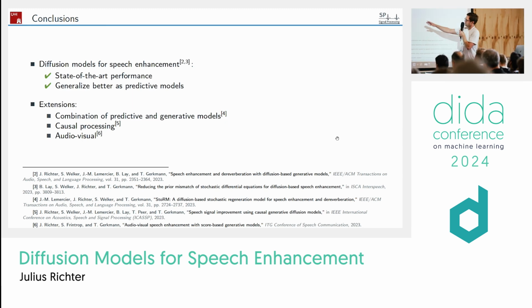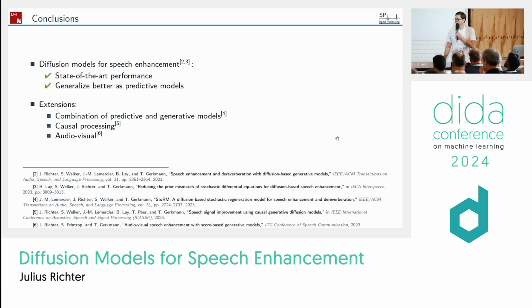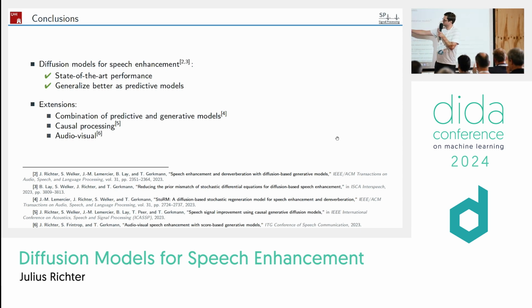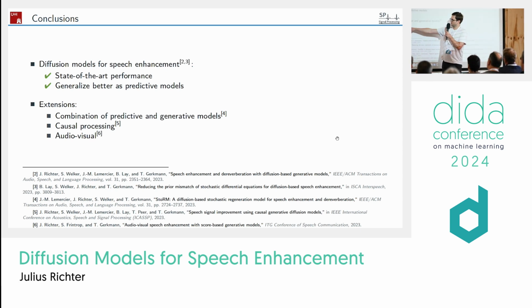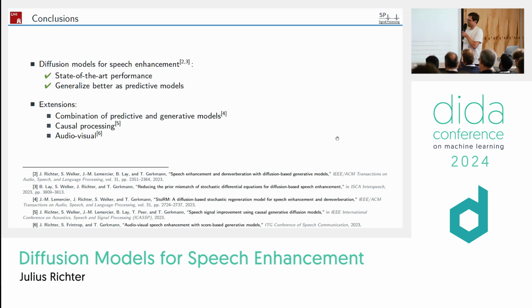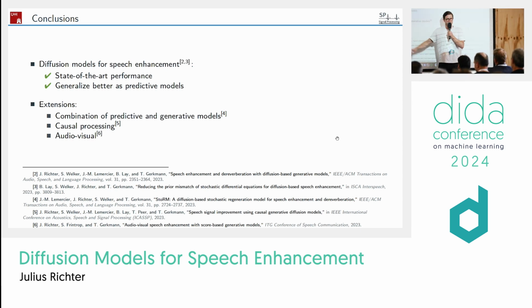So we developed diffusion models for speech enhancement, and we can show state-of-the-art performance in generative speech enhancement methods. And we show that we generalize better than predictive methods. And then we have worked on extensions. So we proposed some combination of predictive and generative models, which I personally think is the future. Then we have causal processing, which tackles the problem of implementing it in a real-world system. And last but not least, my PhD topic on audiovisual speech enhancement.